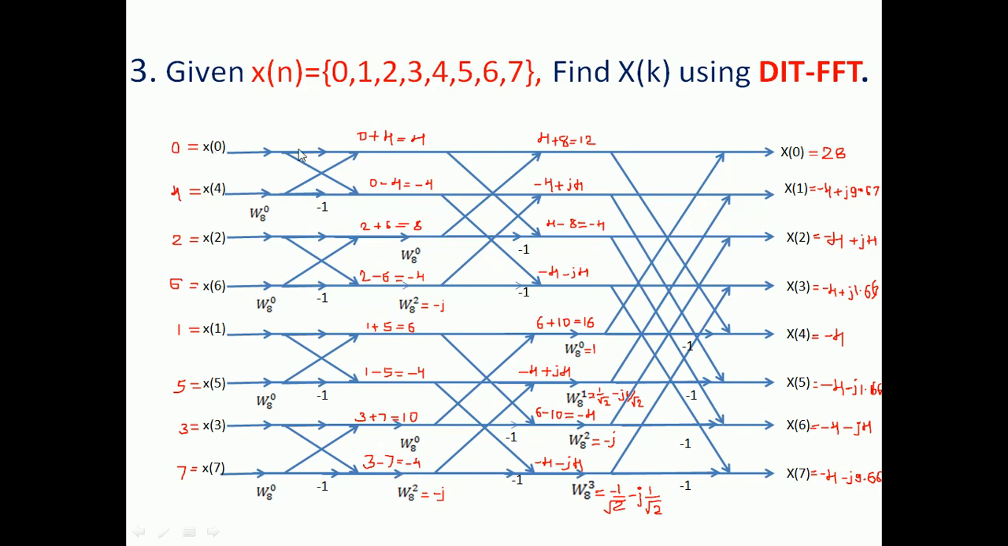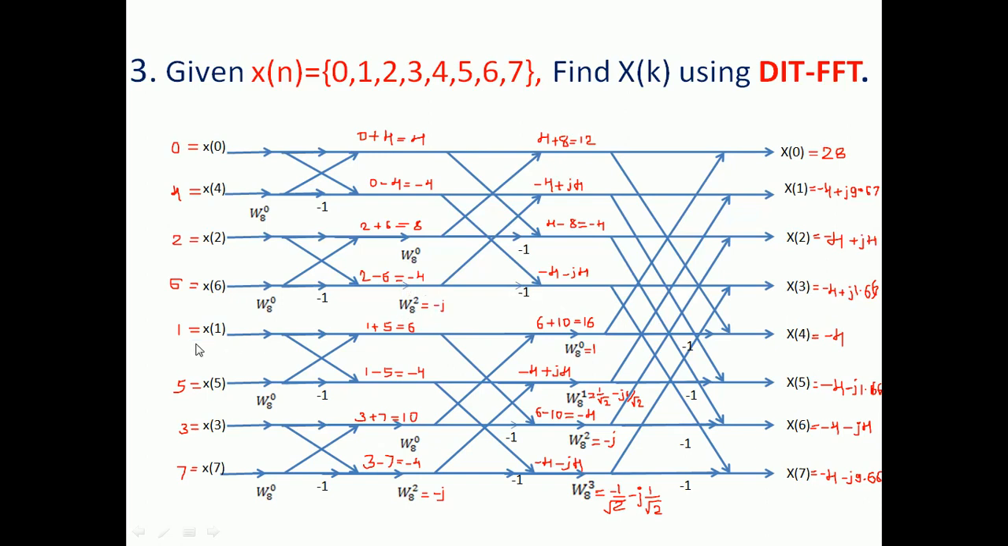So at this point you will get x of 0, that is 0, plus 4 into 1, that is 4. Then 0, 4 into 1 into minus 4, that is 0 minus 4, that is minus 4 at this point. Similarly 2 plus 6 into 1, that is 8. Next 2 minus 6 is minus 4 at this point, into minus j. Remember this: this arrow mark indicates multiplication and this arrow mark holds minus j value.